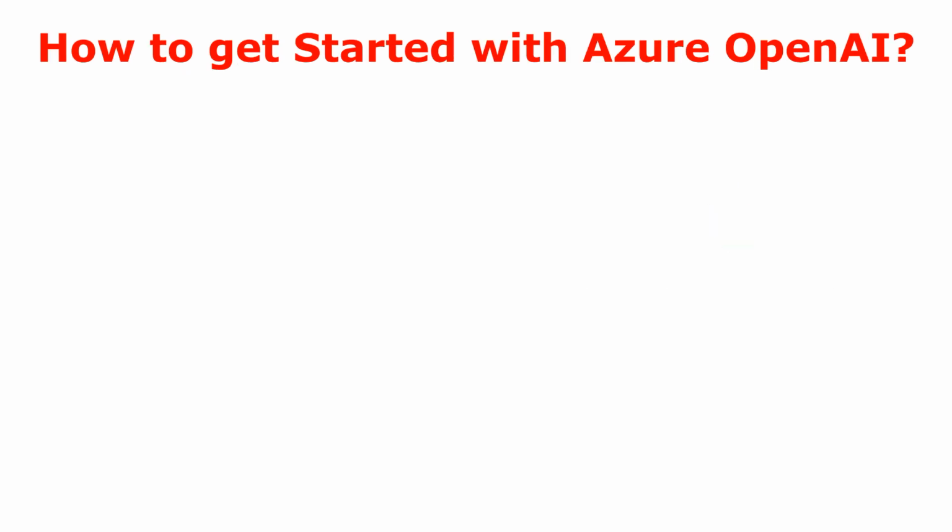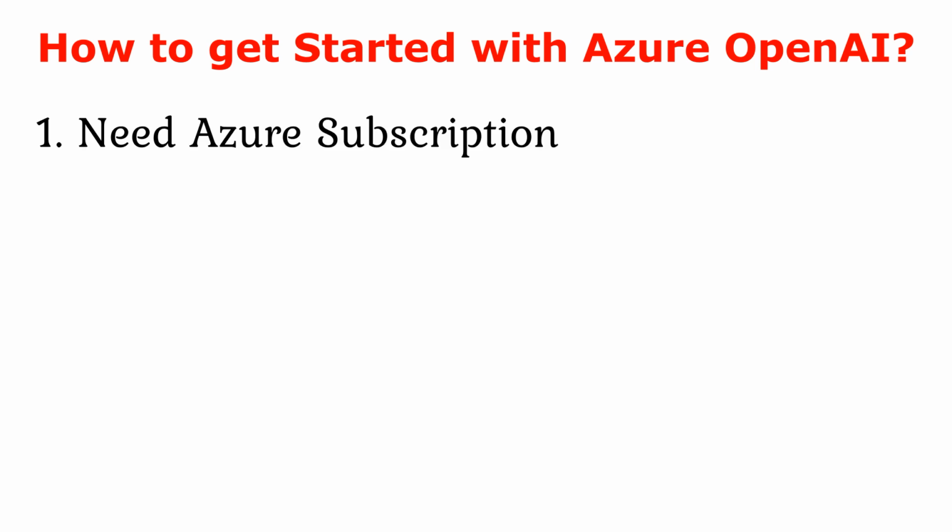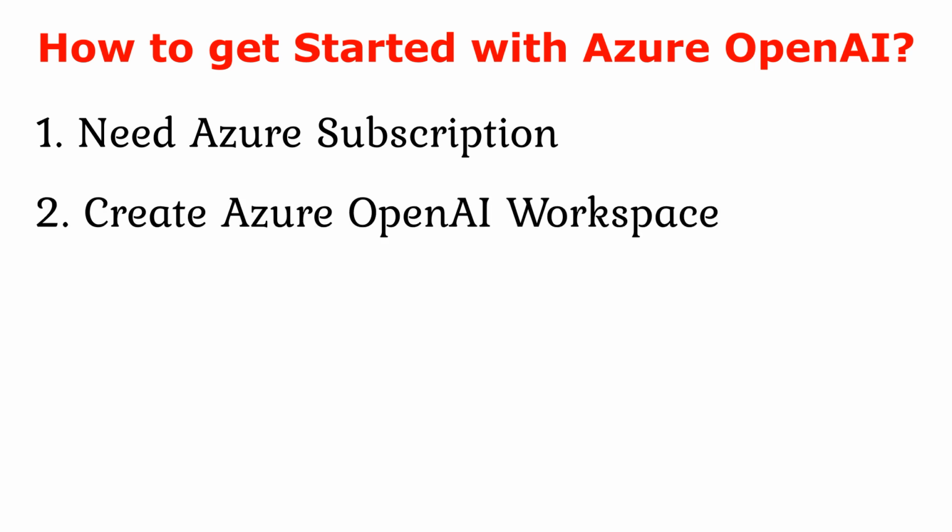So how do you get started with Azure OpenAI? First, you will need an Azure subscription. If you don't have one, then you can sign up for a free trial and start your journey with Azure OpenAI. Next, you will need to create an Azure OpenAI workspace. You can do this by logging into the Azure portal and navigating to the Azure OpenAI workspace blade. From there, follow the steps to create a new workspace.